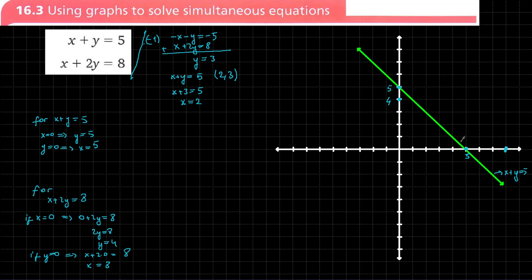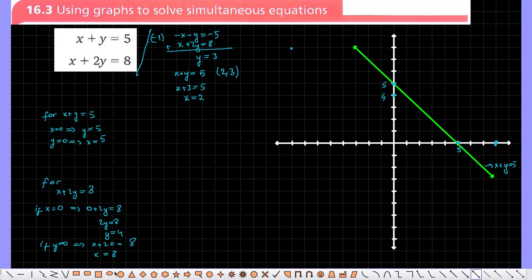Now let me see the intersection point of these two. I'm going to draw the line here, 8 units. So on this side I'm going 8 units, and 4 units up. So it's going to start from, I think, this point. Yes, I'm going to start from this point. Let me also change the color, and I'm going to use the same tool and change the color also.